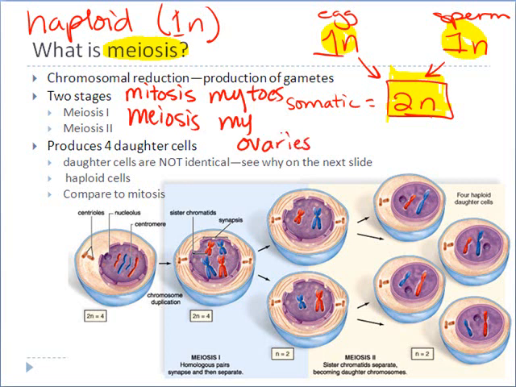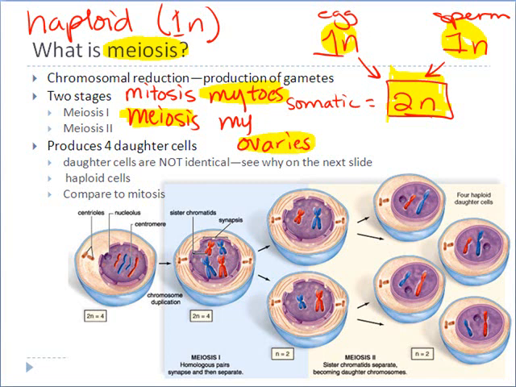which is always sort of funny to hear a guy say my ovaries. But the point being here that mitosis occurs in somatic cells, in places like your toes, your fingers, your head, your stomach, and that meiosis only occurs in the gonads, in either the ovaries or testes. Meiosis is only for the production of sperm and egg. Mitosis, my toes, meiosis, my ovaries.